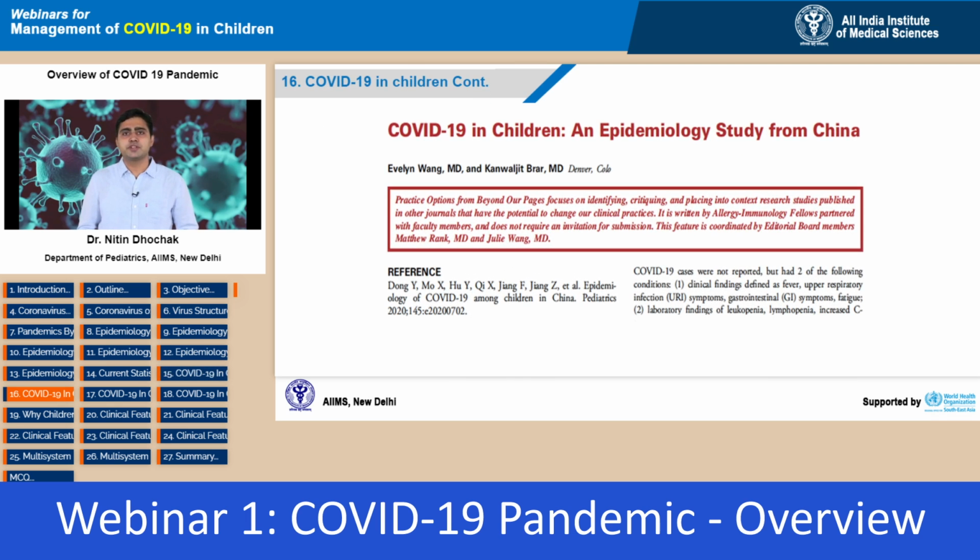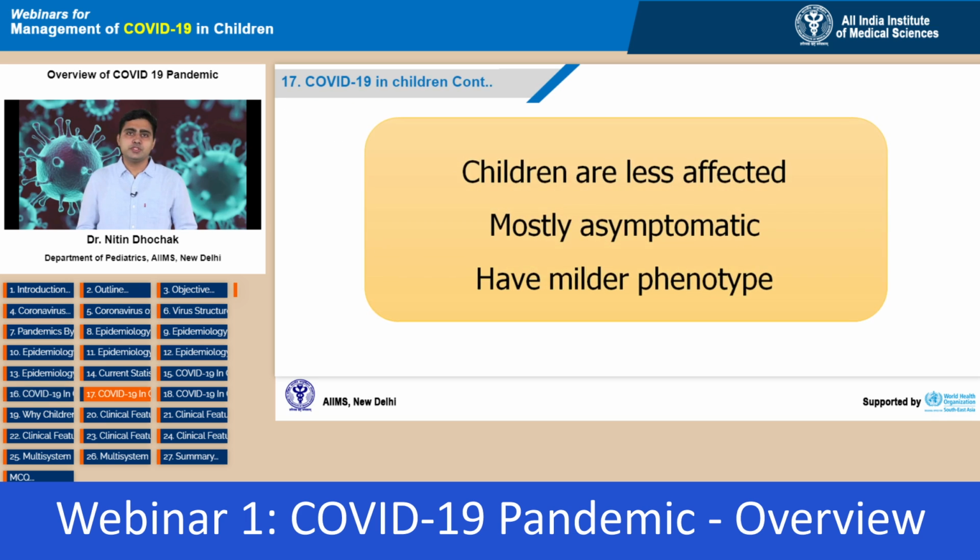This retrospective data showed that of 2143 children, the majority had mild illness in 51%, 38% had moderate illness and around 6% were severe and critical. And it was suggested that children are less affected and most are either asymptomatic or mildly symptomatic.